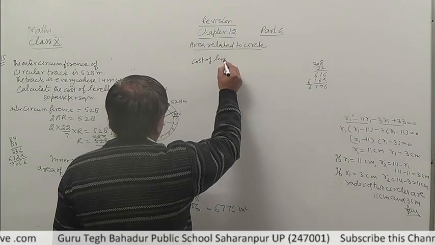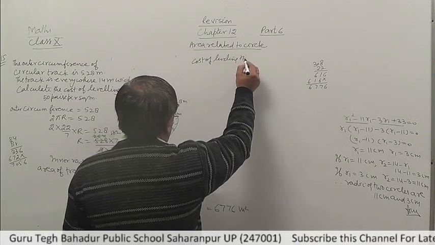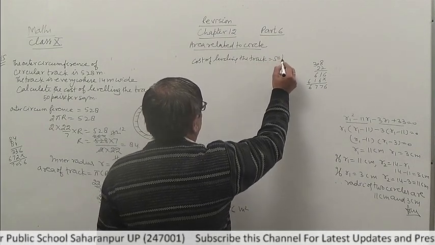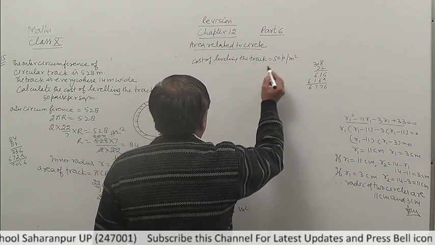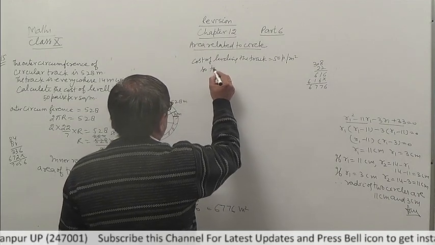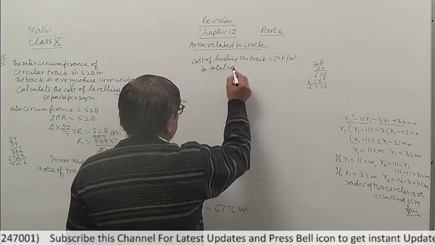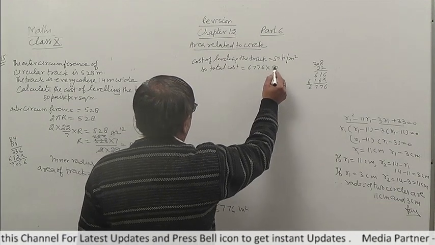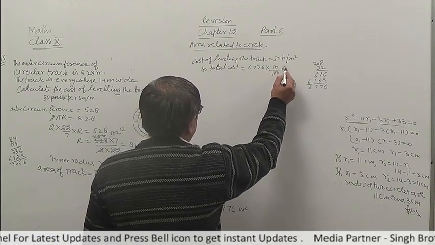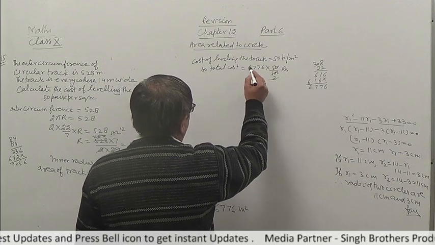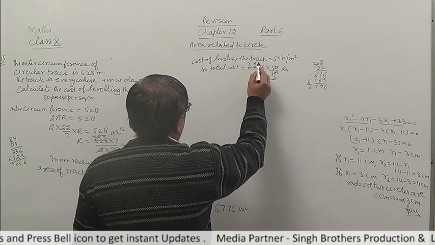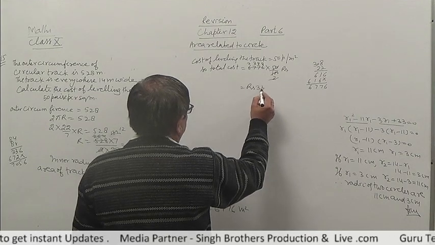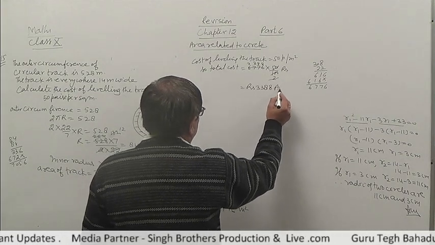Cost of leveling the track is 50 paise per meter square. So total cost is 6776 into 50 upon 100 rupees. That is rupees 3388. That is the answer.